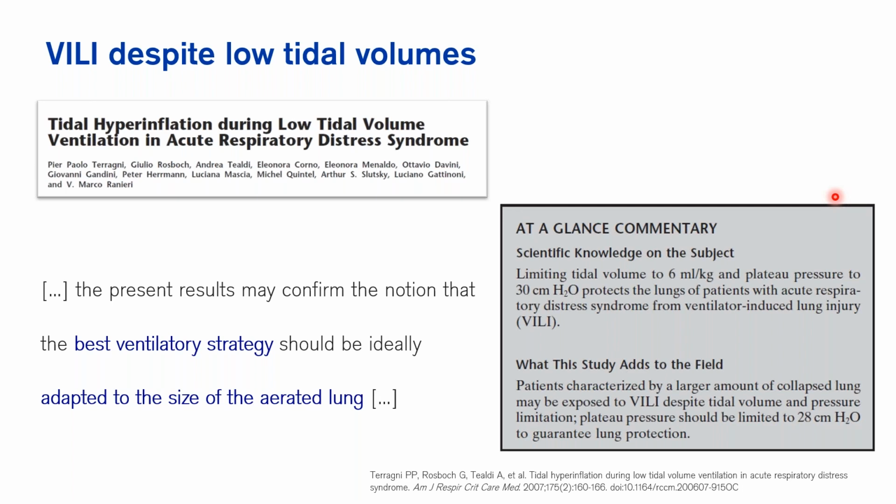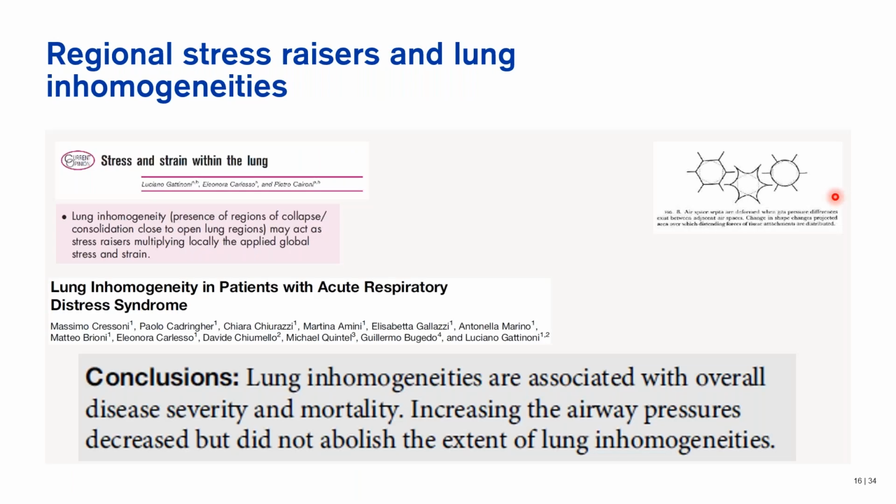And if we're targeting 6 milliliters per kilogram of body weight on a significantly smaller amount of normally aerated lung tissue, then we might be contributing to the further development of lung injury. But we are only able to realize that if we have information about the regional ventilation distribution.